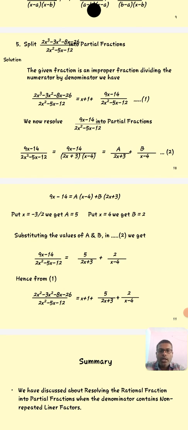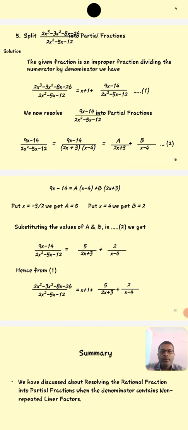Now we have to apply the substitution method. Put x equal to minus 3 by 2. In the place of x we substitute minus 3 by 2. We get B equal to 0 and A equal to 5. The same way, put x equal to 4. We get the same equation, the A will be 0, and we get B equal to 2.